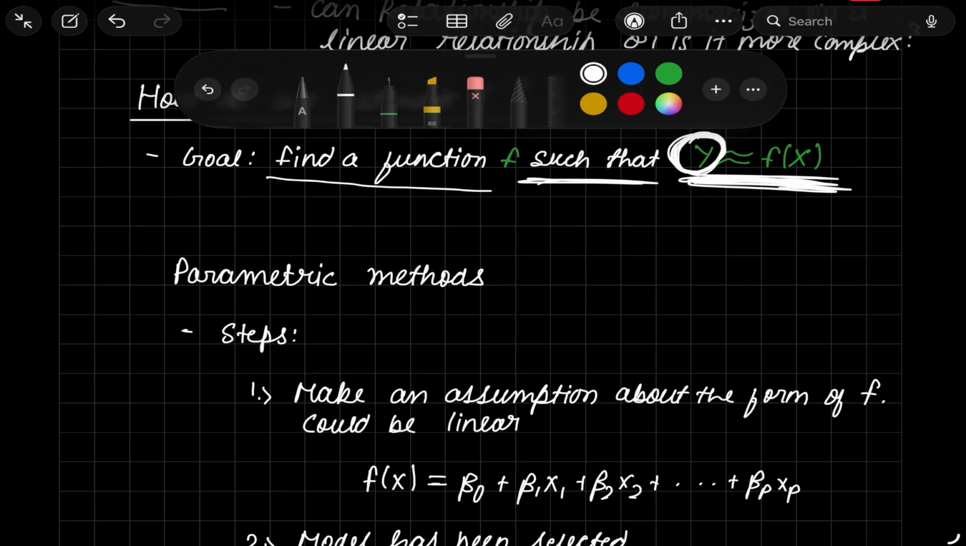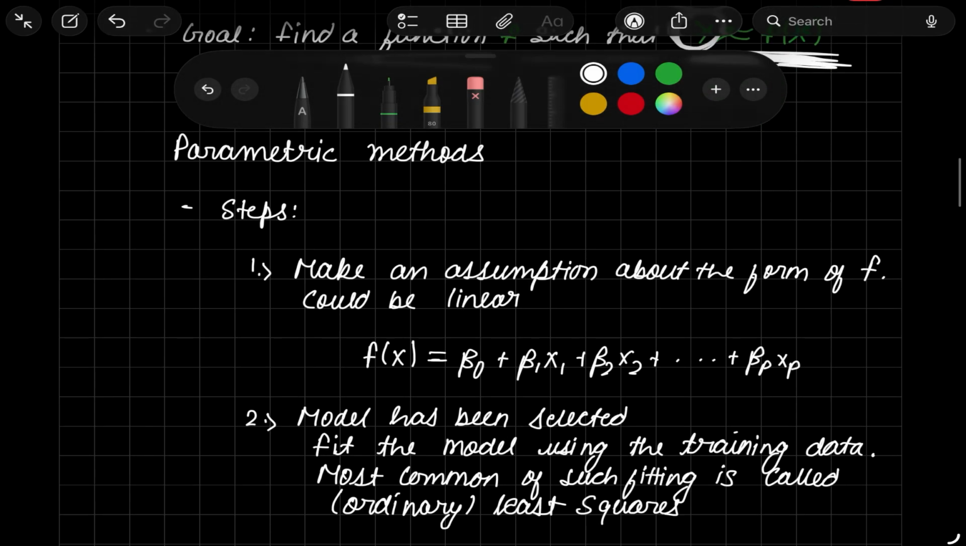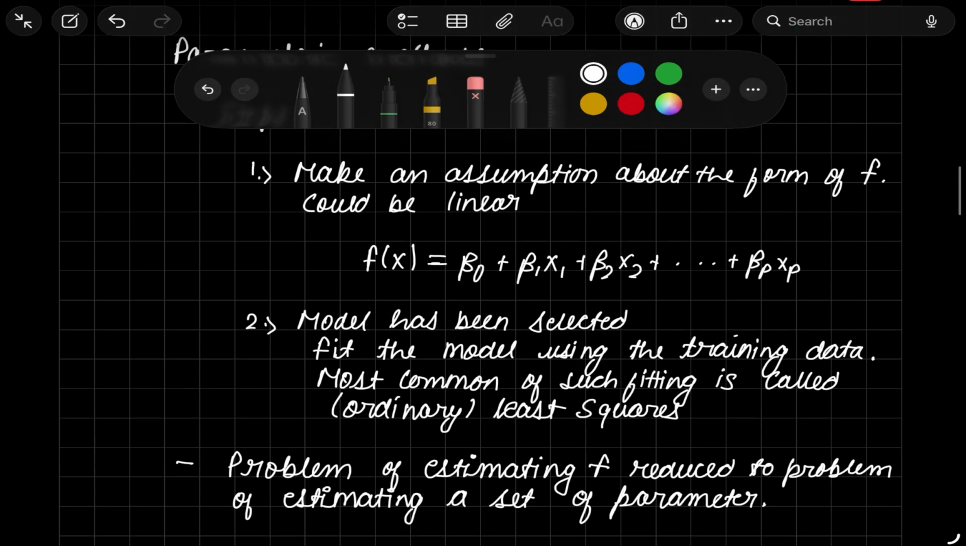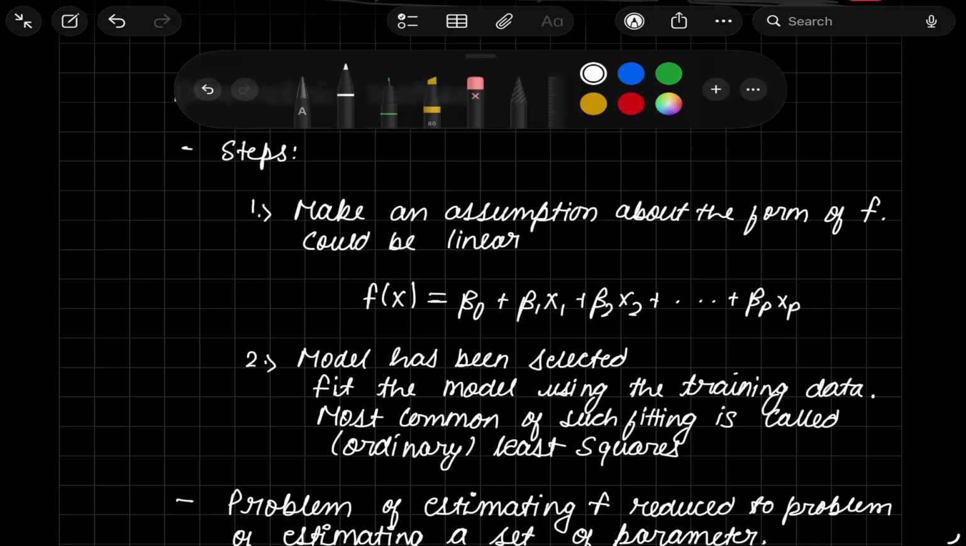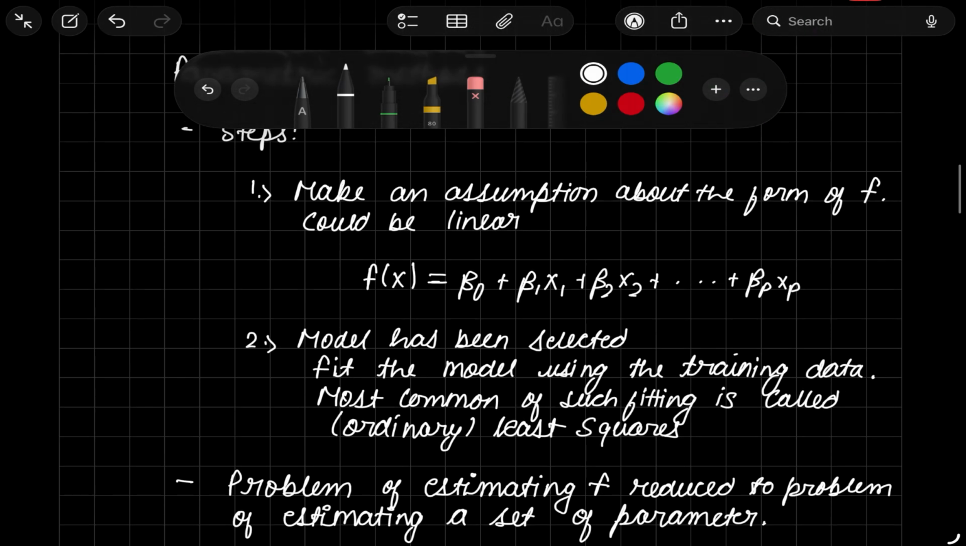Number one is parametric methods. In parametric methods, we make an assumption about the form of f. We haven't seen the data yet, but we assume that the relationship f makes with y is linear. If the budget increases, sales increase. This is our assumption, not based on data.